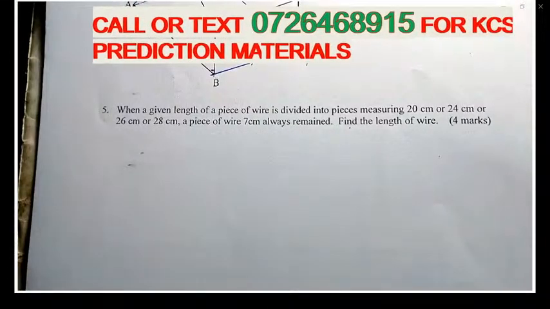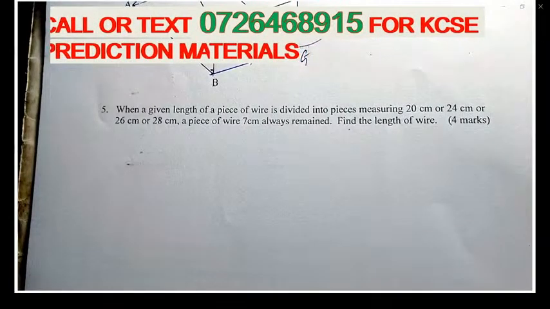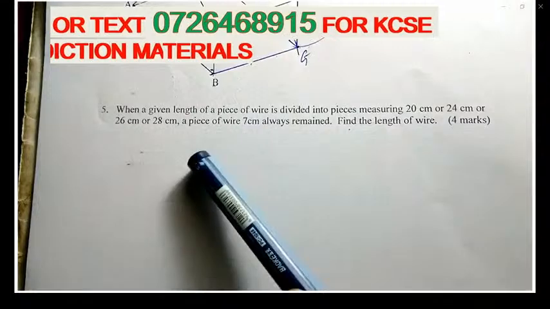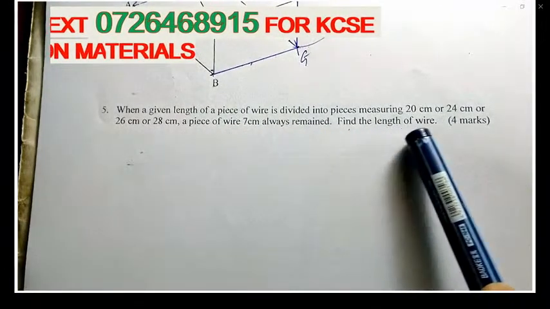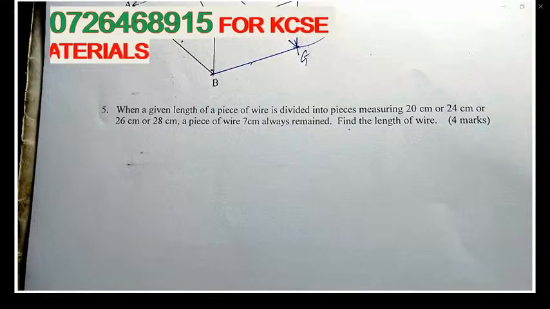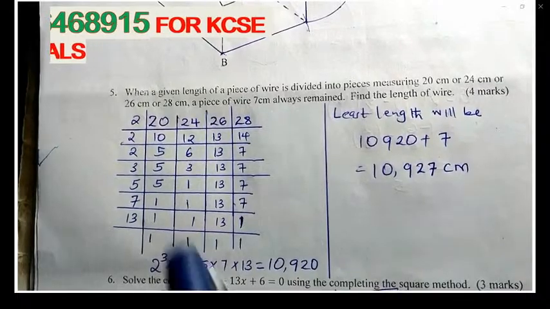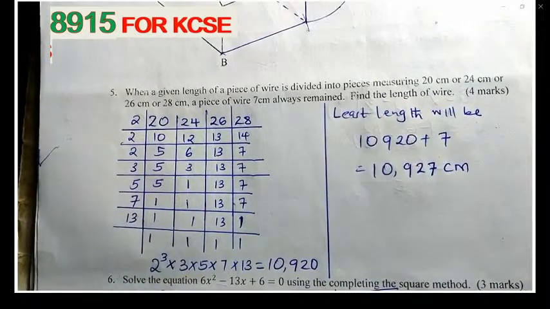A piece of wire of a given length is divided into pieces measuring 20, 24, 26, 28, and 7 centimeters always remains. Find the length of the wire. So you are supposed to get the LCM and then add 7. So get the LCM of all of them. That is, tunaweka 20, 24, 26, 28.